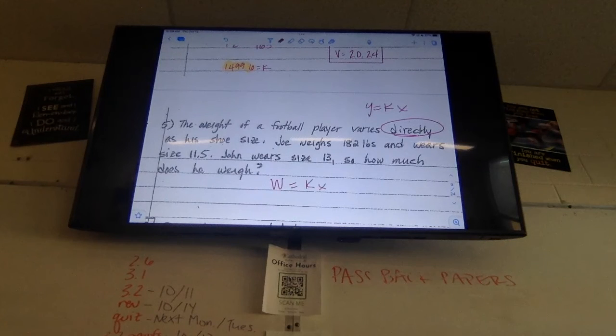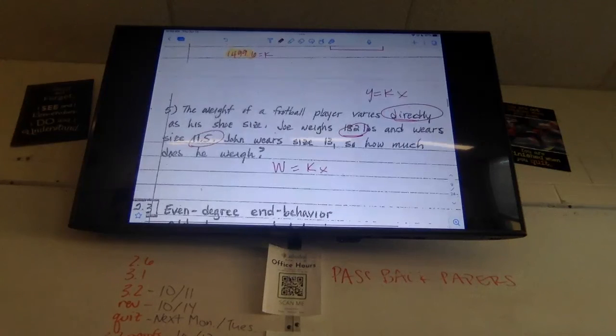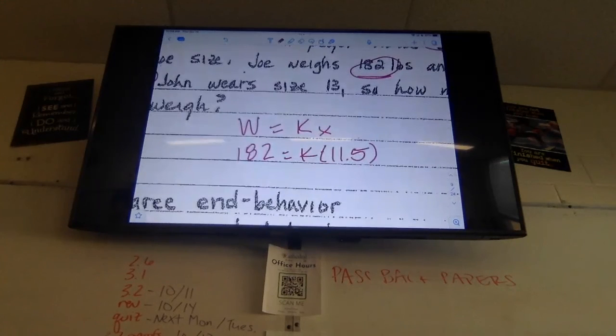I'm just going to use x because I don't like using s as a variable. We're going to use Joe as an example. We'll put 182 in for my weight. We'll put 11.5 in for my x, and we'll find k. So we're going to do 182 divided by 11.5, and we're going to get, what'd you say? Good, 15.83.